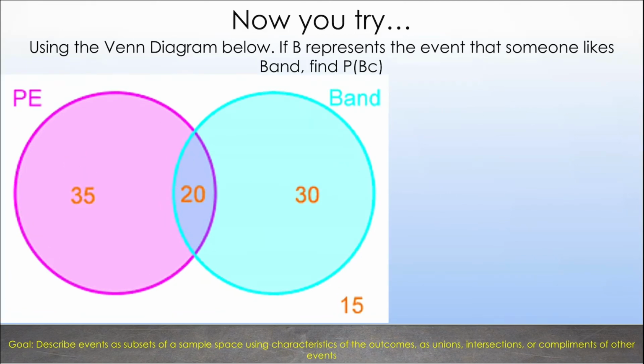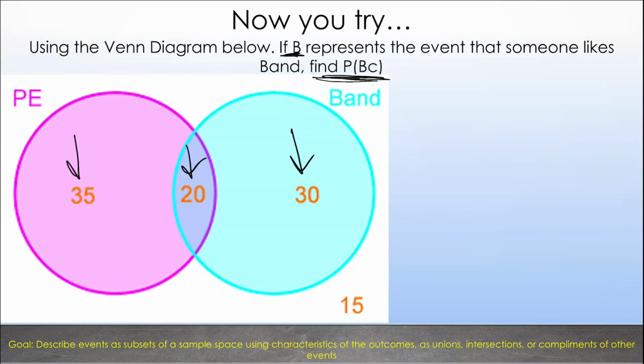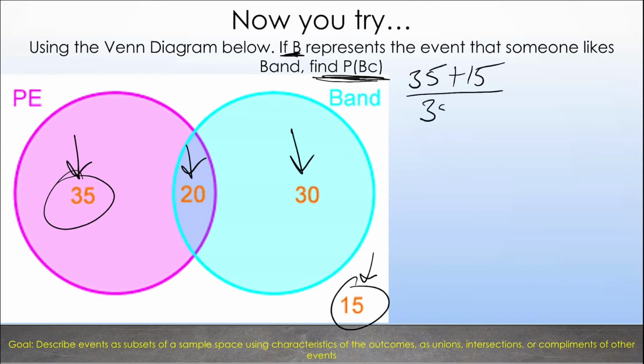Now you try. So using the Venn diagram below, if event B represents the event that someone likes band, find the probability of B complement. Okay, so these people like band, and these people like band. We want to find not like band. So that's 35 and 15. 35 people don't like band and another 15, over the total, 35 plus 20 plus 30 plus 15.